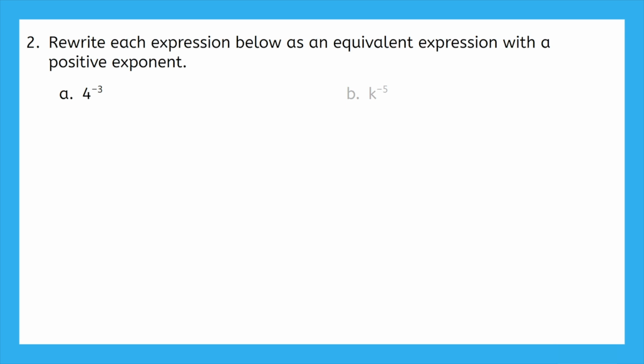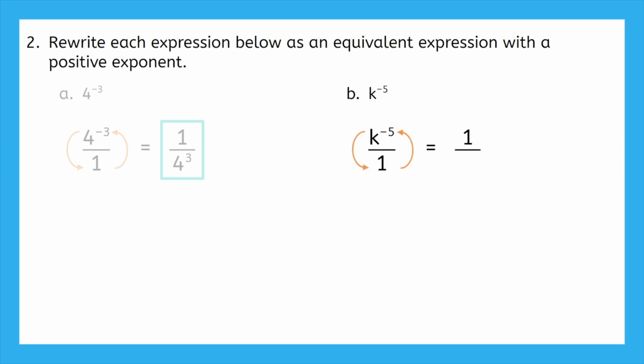For part A, 4 to the -3rd power, we'll take the reciprocal, giving us a fraction with 1 in the numerator. Write the original expression in the denominator, but change the exponent from -3 to +3. That gives us 1/4 cubed. The process is the same for part B, k to the -5th power. Take the reciprocal, then put the base k in the denominator, and change the -5 to +5. That's 1/k to the 5th power.